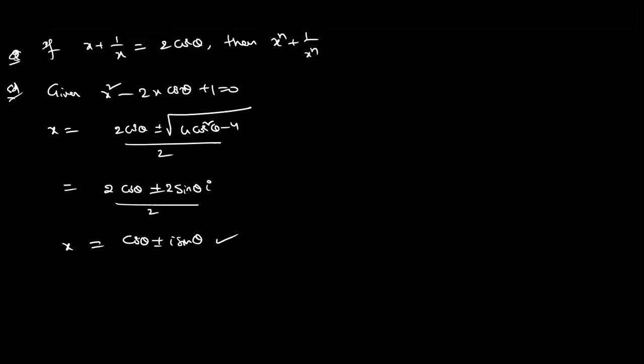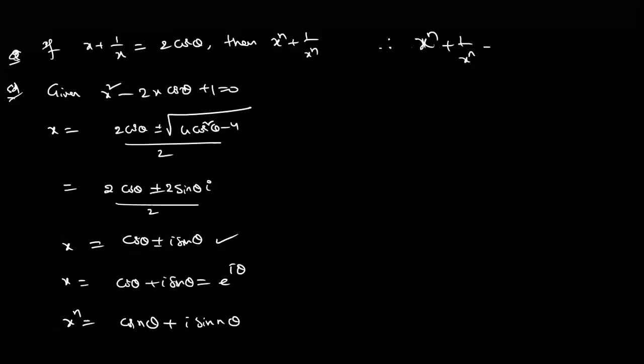So what is the meaning here? If x is equal to cos theta plus i sin theta, for example, dear students, this is e power i theta. Then what is the x power n value? Cos n theta plus i sin n theta. So therefore x power n plus 1 by x power n, what answer is coming? e power i n theta plus e power minus i n theta. So cos n theta 2 times is coming, that is the answer. The imaginary part is cancelled.